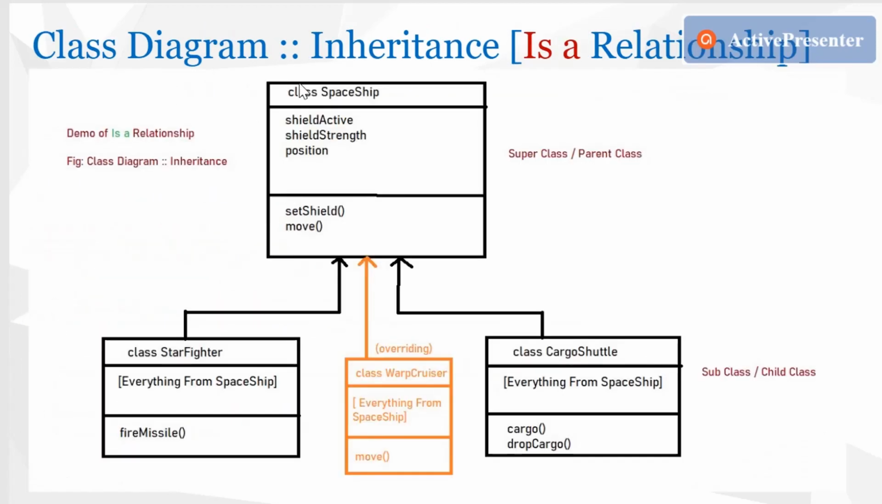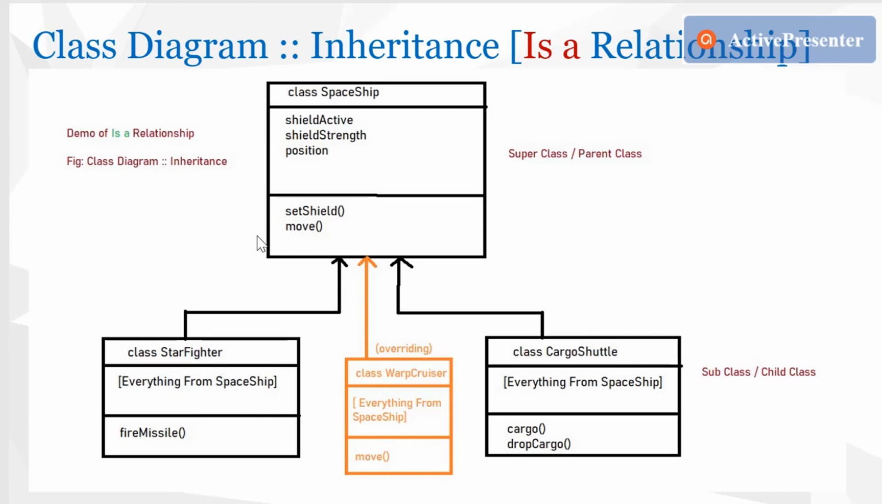Yes, this is the class diagram. This is the class Spaceship. This is the superclass. It contains the attributes shieldActive, shieldStrength, position, and the methods setShield and move. This is the superclass, or you can say parent class. Now the two subclasses, Starfighter and Cargo Shuttle.